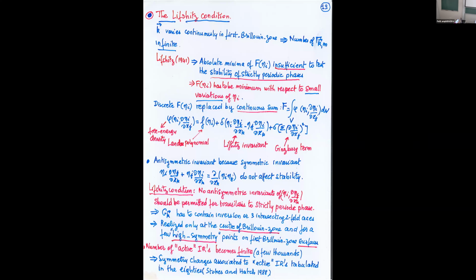beginning of the 80s, and then Stokes and Hatch, Americans, used computers, and you have a very nice book where all the irreducible representations of the space groups are given with all the symmetries of the low temperature phases, which can be deduced from the free energy.